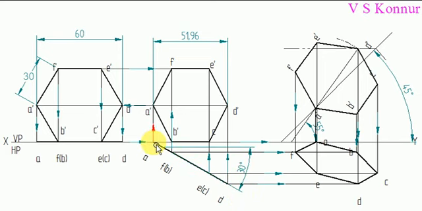Now draw projector lines, thin lines, from A to A, B to B, C to C, D to D, E to E, F to F, like that. All the points should be joined with thin lines, and give arrow marks for all the projectors. Now join A to B, B to C, C to D, D to E, E to F and F back to A. This is how we construct in our grid book for the second question.